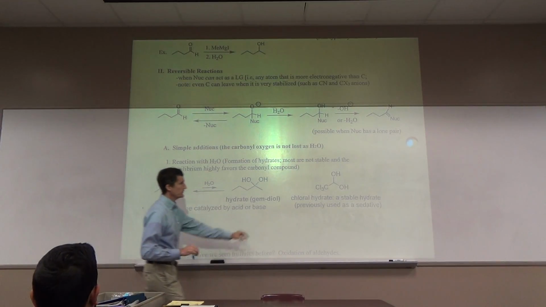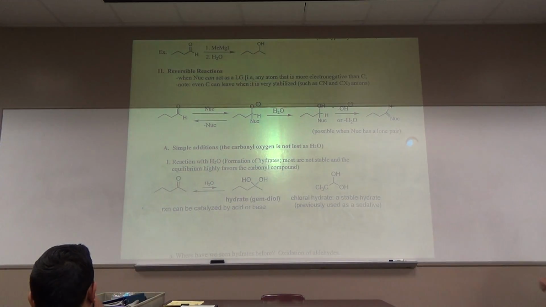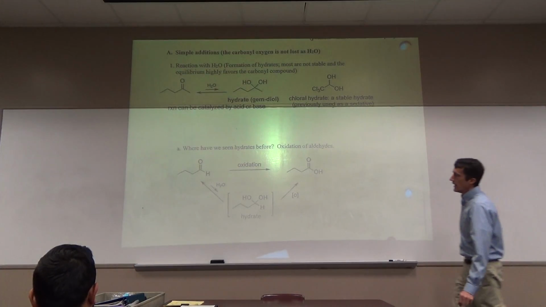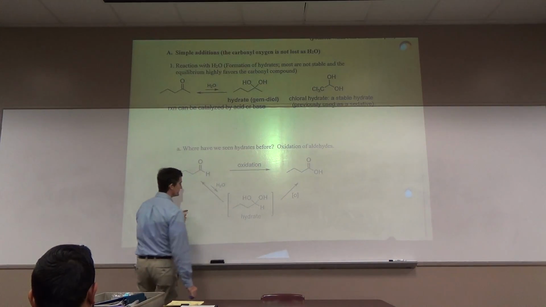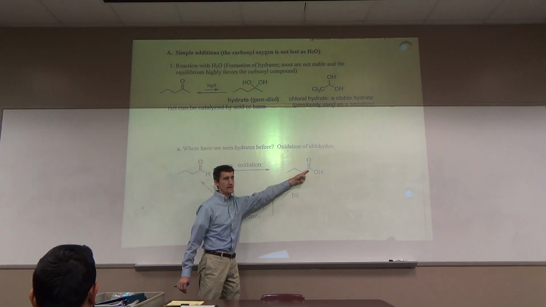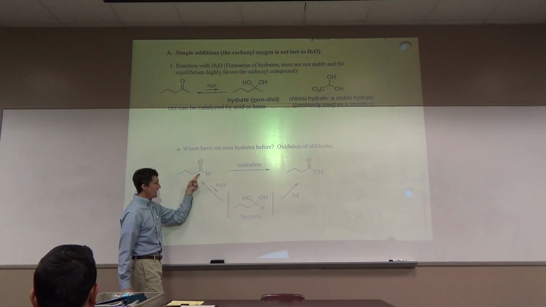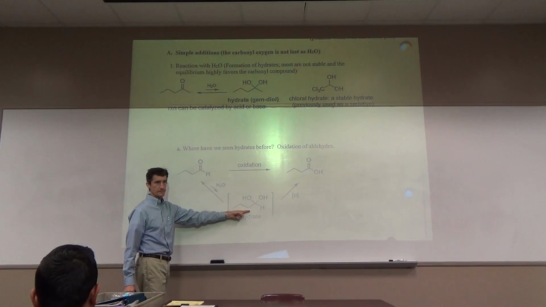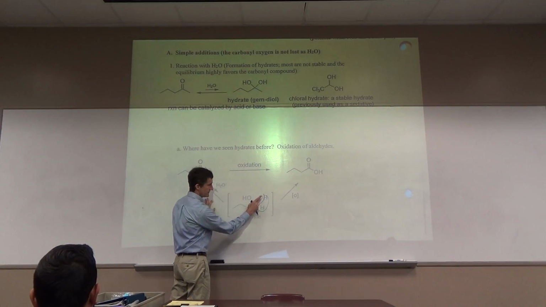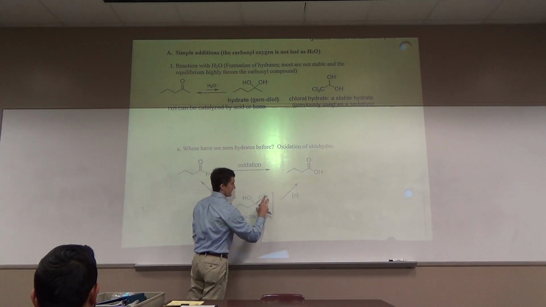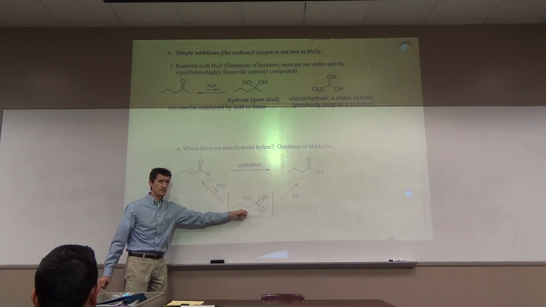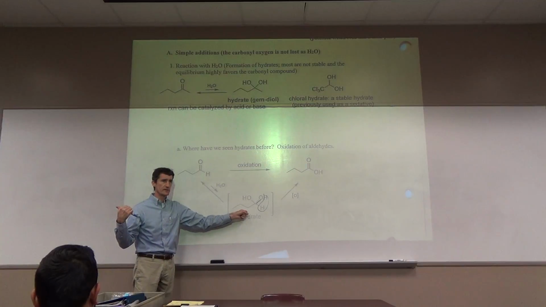Okay, so this is a case where the hydrate is actually stable. Otherwise, you can't isolate hydrates. Where have we seen hydrates before? Oxidation of an aldehyde to a carboxylic acid. The aldehyde is first converted to the hydrate, in the presence of water. Then when you remove the two H's and put in the double bond OH, you oxidize the hydrate. Remember that? I briefly mentioned this. I said we'll see hydrates later, we'll analyze later.